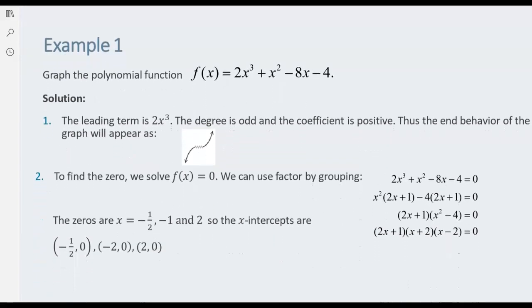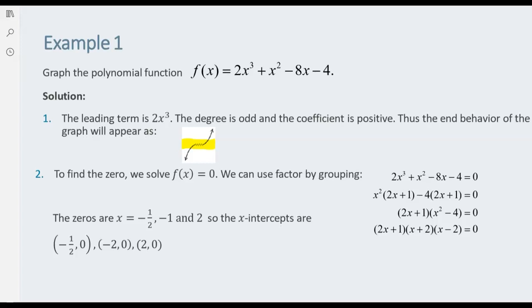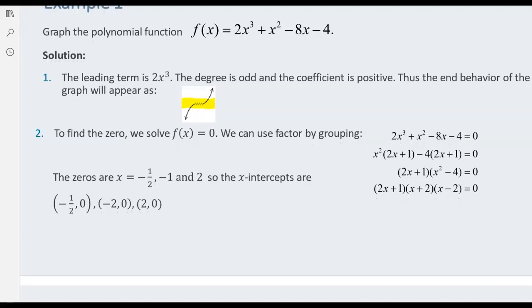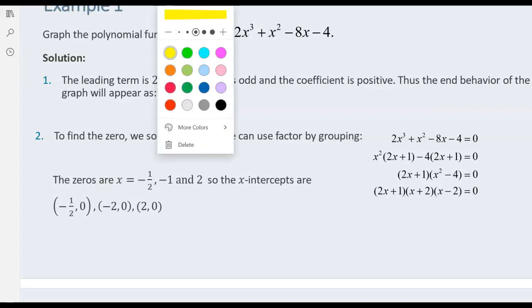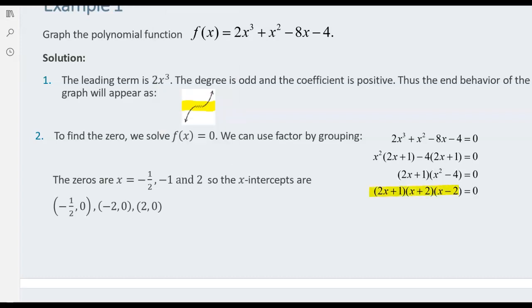So here's a quick example. We have something that's raised to the third power. And so we know that the end behavior is going to look like this. The 2 that's in front is positive, so the end behavior is going to follow a standard x cubed graph. Setting that equation equal to 0, we factor by grouping, and we end up with 3 factors here, which leads to the 3 zeros or the 3 x-intercepts. This is all stuff that we've done before.